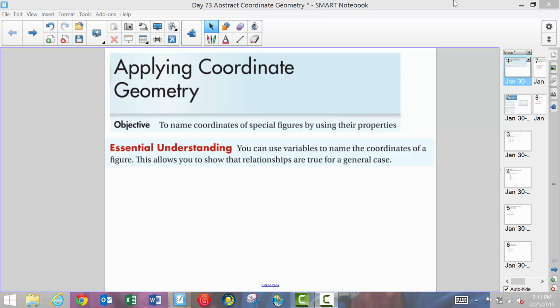So this lesson is applying coordinate geometry. Also, I like to call this unit abstract coordinate geometry because we're going to be working with the coordinate plane with parallelograms and other polygons to figure out coordinates of vertices. So to name coordinates of special figures by using their properties is our objective.